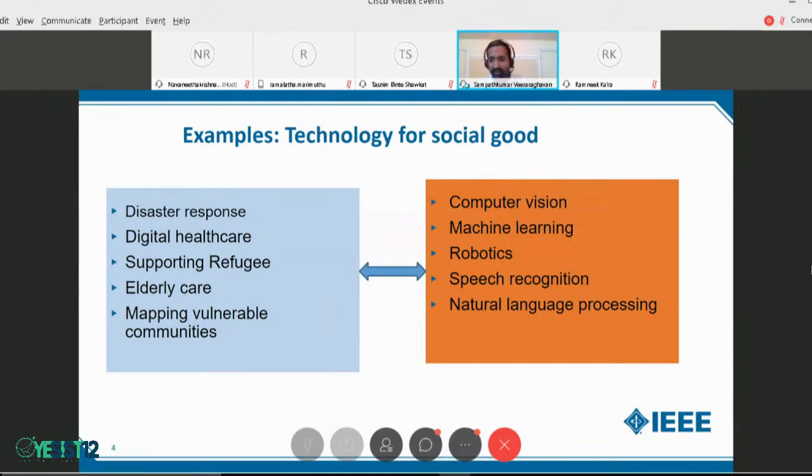So you can see some of the prominent areas or problem spaces: digital healthcare, refugee support, elderly care support, mapping the vulnerable communities, and so on. So the bottom line here is that the humanitarian segment is a very, very important segment, where any investment we make in terms of technological innovation directly correlates to a much broader blast radius of impact globally.